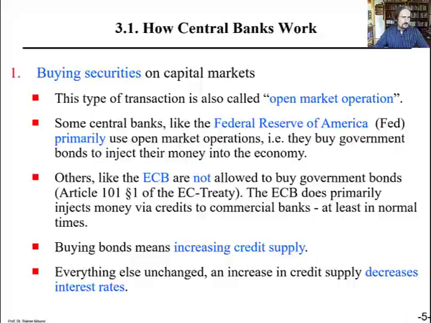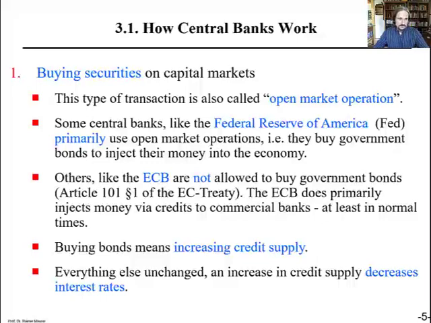The first possibility is buying securities on capital markets. This type of transaction is also called an open market operation. Some central banks, like the Federal Reserve of America, primarily use open market operations. This means they buy government bonds to inject money into the economy.